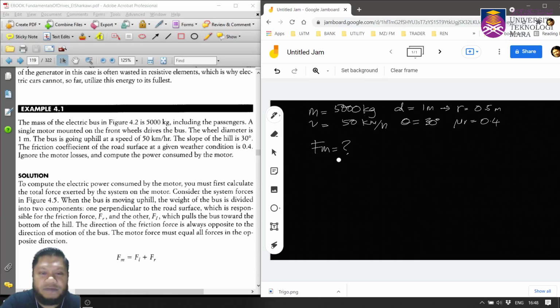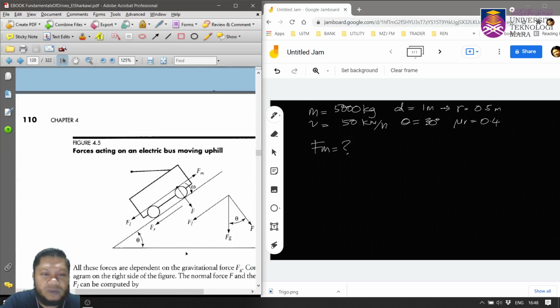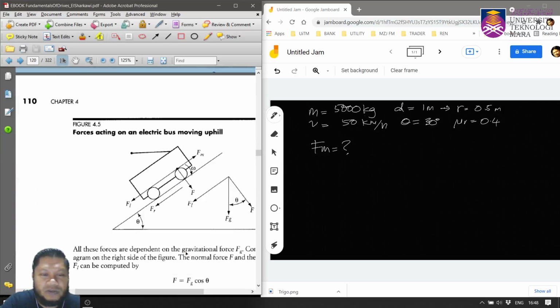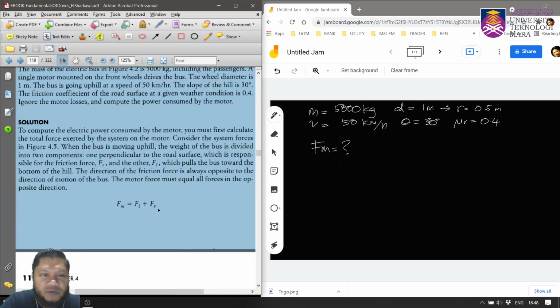If you look at the bus again, there are two components. The weight of the bus is divided into two components, one perpendicular to the road surface, which is responsible for the friction force Fr. If I can write here, it's better for me to write here.